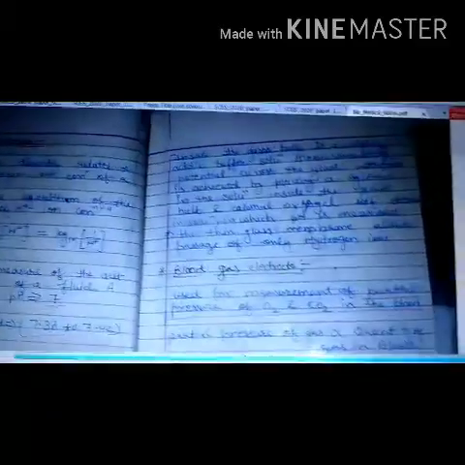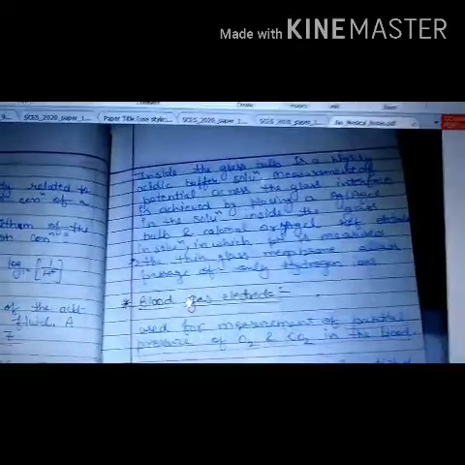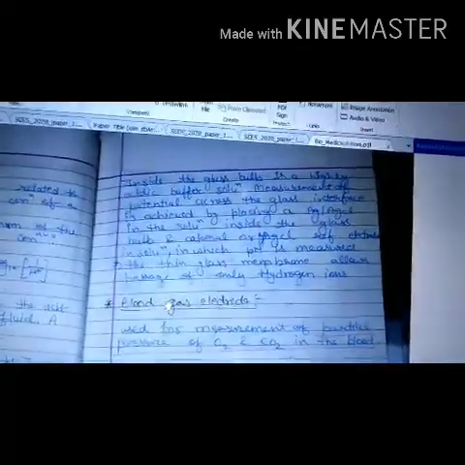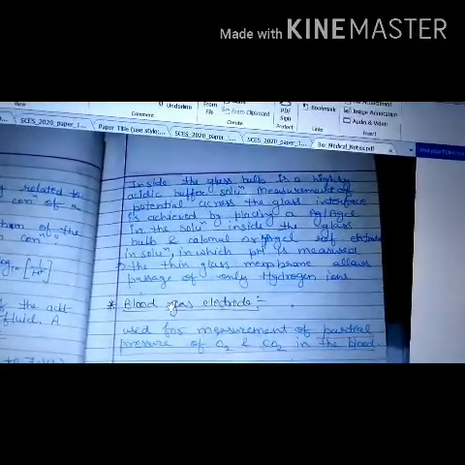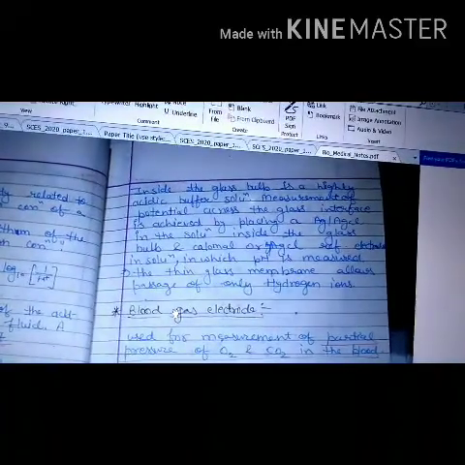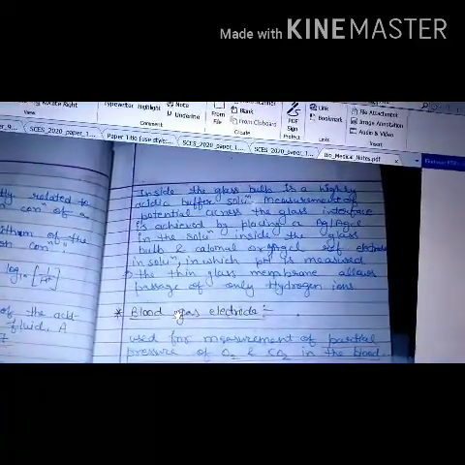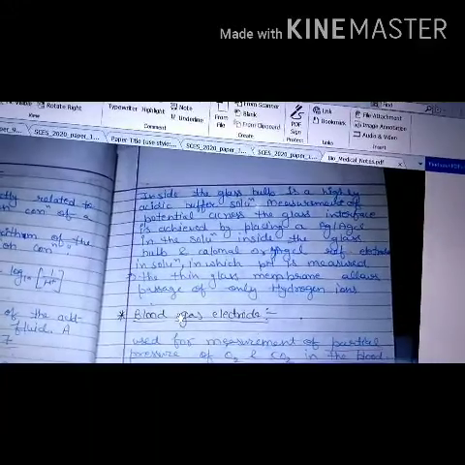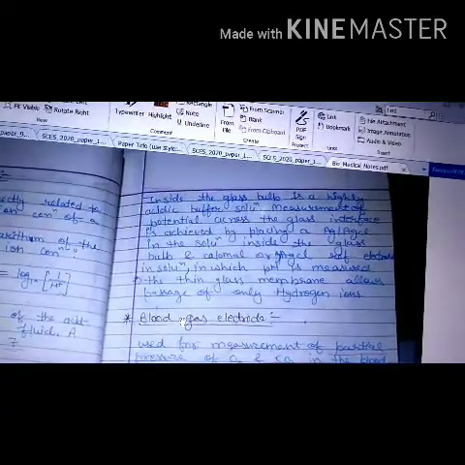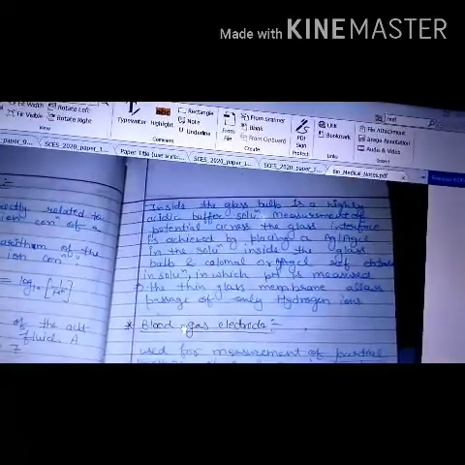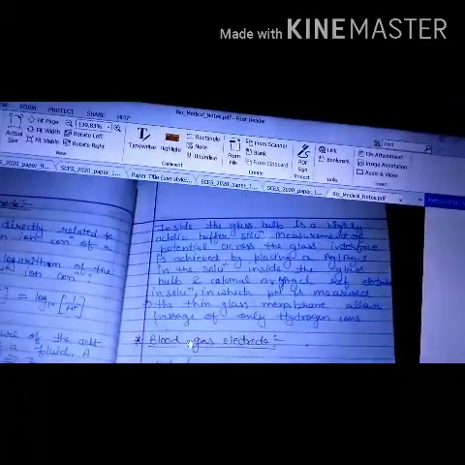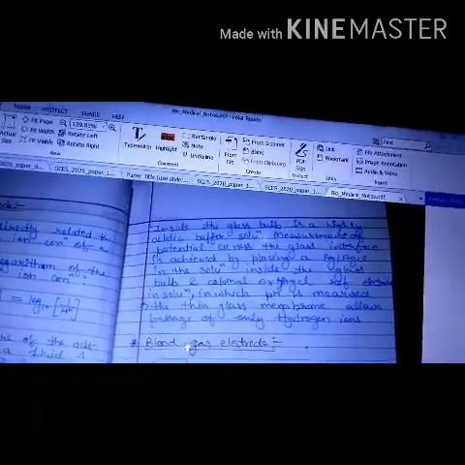Inside the glass bulb is a highly acidic buffer solution. In the previous diagram we have seen that there was a glass bulb, so that bulb contains a highly acidic buffer solution. Measurement of the potential across the glass interface is achieved by placing AgCl solution inside the glass bulb and a Calomel or AgCl reference electrode in the solution. So we can use AgCl solution, and we can put in this Calomel electrode or an AgCl reference electrode in the solution in which pH is to be measured.